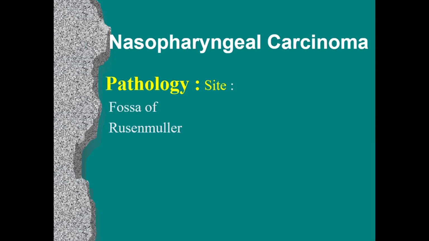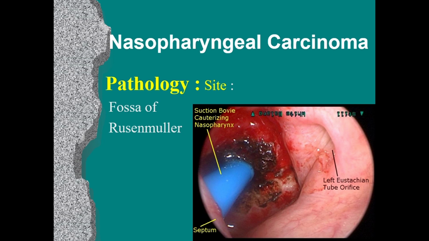Site: the fossa of Rosenmüller is the most common site in nasopharyngeal carcinoma, and this is the site of the fossa of Rosenmüller. This is the Eustachian tube opening. This picture is by endoscopy in the left nasal cavity. The Eustachian tube opening is guarded superiorly and posteriorly by a ridge of cartilage. Behind this ridge of cartilage is the fossa of Rosenmüller. This is the most common site for nasopharyngeal carcinoma to originate. However, nasopharyngeal carcinoma can originate from any site in the nasopharynx.